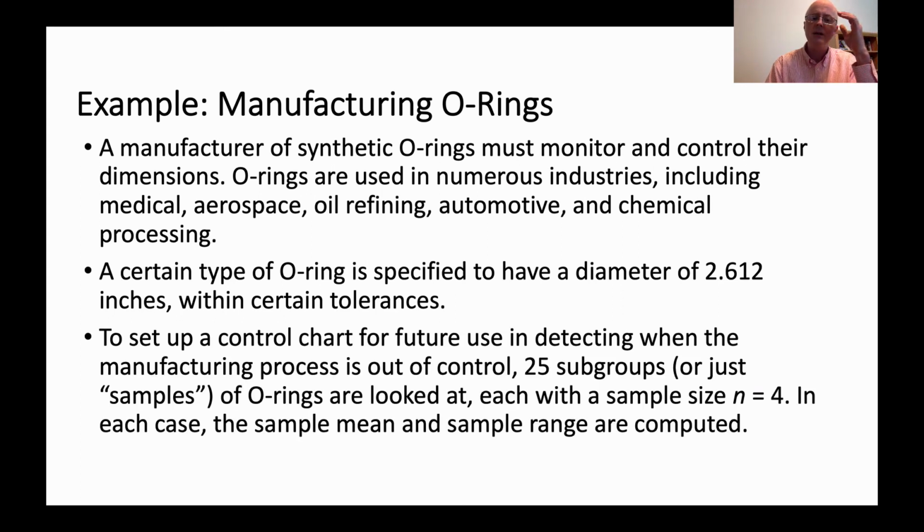What we want to do is set up a control chart for future use in detecting when our manufacturing process is out of control. 25 subgroups, or samples, in other words, m equals 25, of O-rings are looked at over a certain amount of time, each with a sample size n equals 4. In each case, for each one of those 25 subgroups, x bar, the sample mean, and r, the sample range, are computed.